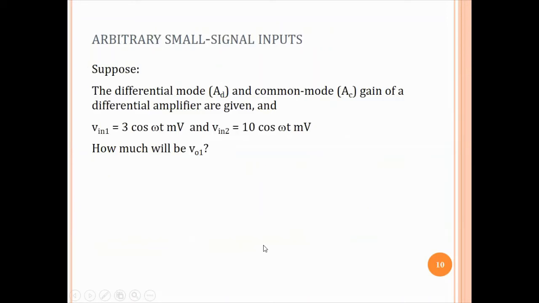Okay. Alright, now let us ask one more question. Suppose I am given an amplifier and I am given the differential mode gain and the common mode gain, and I am told that the two AC inputs applied to the differential amplifier are 3 cos omega t millivolts and 10 cos omega t millivolts. And the question we are asked is how much is the output voltage? Any one, VO1 or VO2, what is the output voltage? I think you've done this before, but whether you have or not, just pause and do it now, just for the sake of completeness.